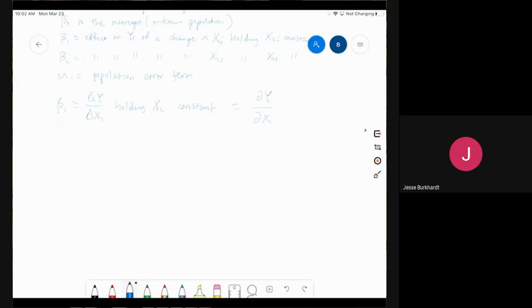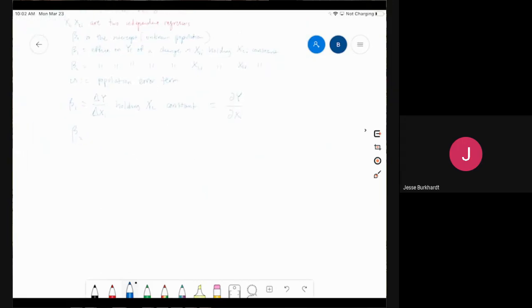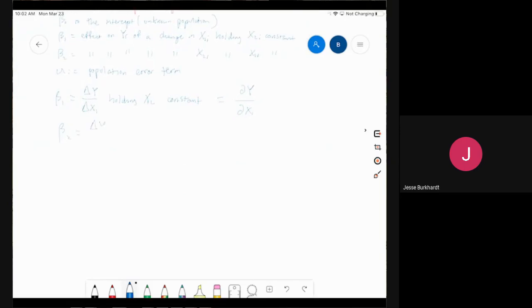Beta 2 is going to be equal to the change in y over the change in x2 holding x1 constant, or dy/dx2.